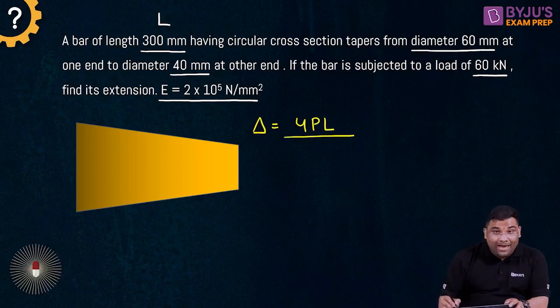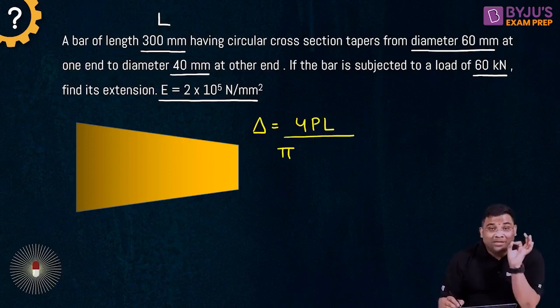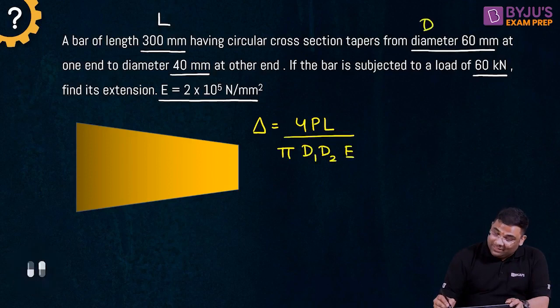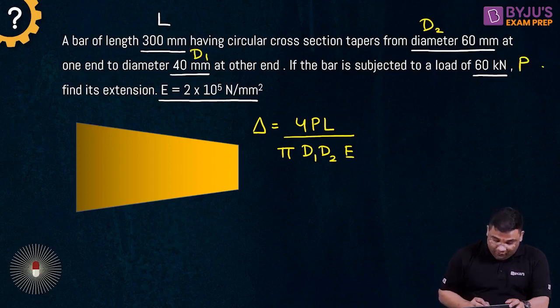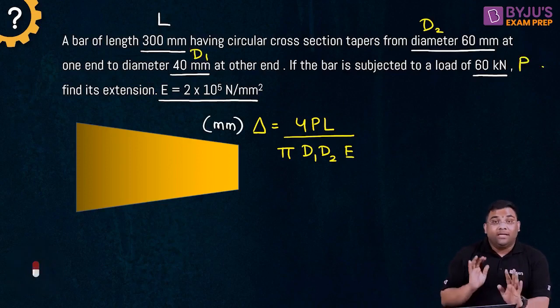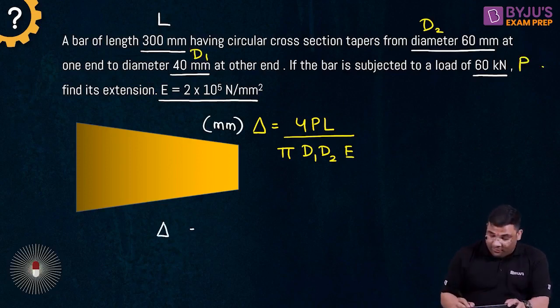It will be 4PL by pi. In place of d square, use d1, d2 into E. You see, this is your d2, the higher diameter. This is d1, right? And this is your P. Now see, if you want to find out the deformation in mm, then express everything in Newton mm. So your deformation in mm will be equal to how much?